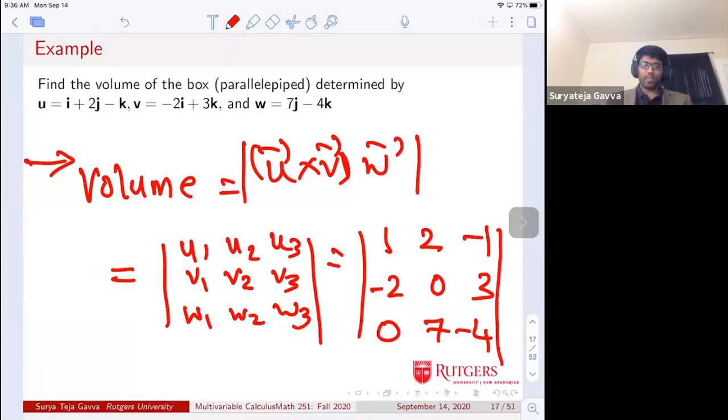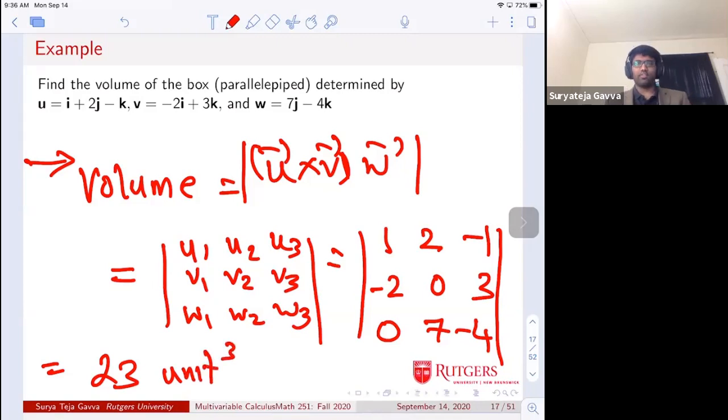If I want to compute the volume spanned by these three vectors, you write down all those coordinates and then the corresponding determinant. So then you can compute. If you compute this determinant, you'll get the volume. In this case, I'm not showing you the computation. You can see that it's 23 units cubed.